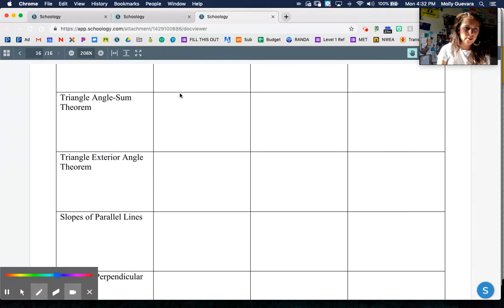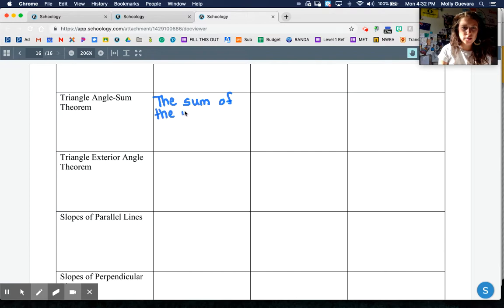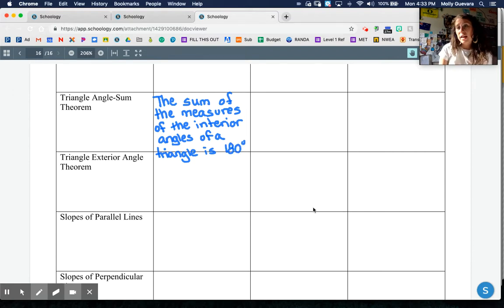Okay, so the triangle angle sum theorem just says the sum, so that means adding, right? The sum of the measures of the interior angles of a triangle is 180. So all that's saying is the three angles of a triangle add up to 180.